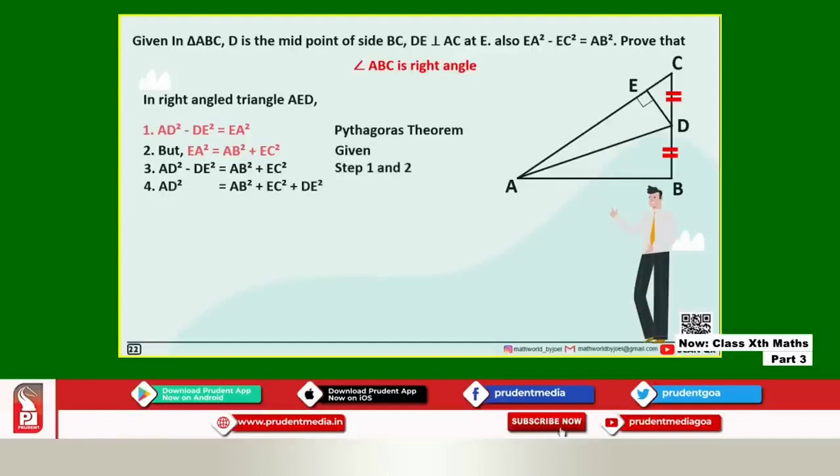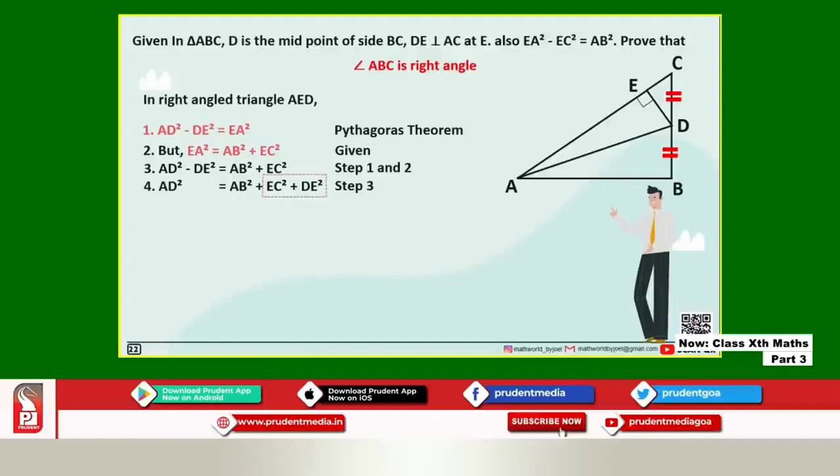Next, what I'm going to do is keep AD square on the left hand side only and take DE, which is on the left hand side, and throw it on the right hand side. So when you transpose a term negative from the left hand side to the right hand side, it will become positive. So the sign changes, right? Step number 3, just moving one term to the other side.